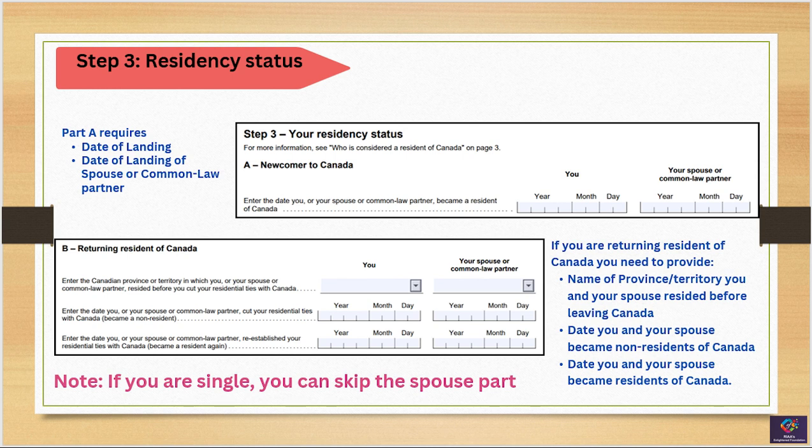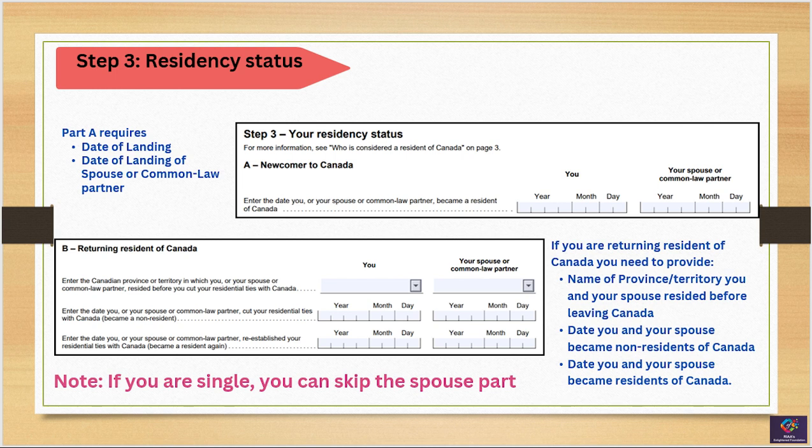For married or common law partners, both the partners must provide their date of landing. Of course, if you're traveling together, then the date would be the same. However, this could be different as well in case you landed on different dates in Canada.